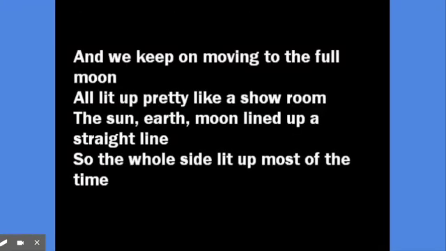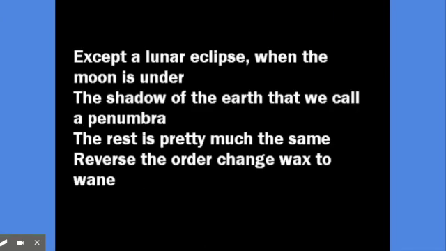And we keep on moving to the full moon, all lit up pretty like a showroom. The sun, earth, moon line up in a straight line, so the whole side is lit up most of the time, except the lunar eclipse, when the moon is under the shadow of the earth that we call a penumbra. The rest is pretty much the same. Reverse the order, change wax to wane.